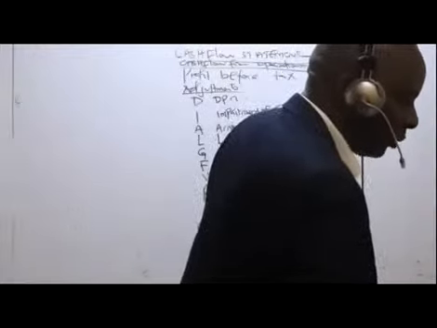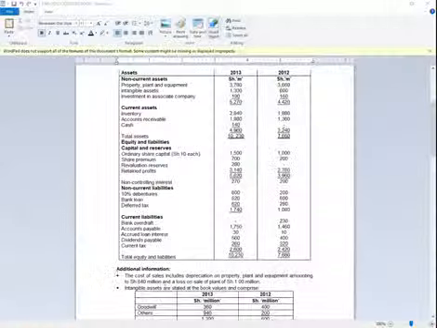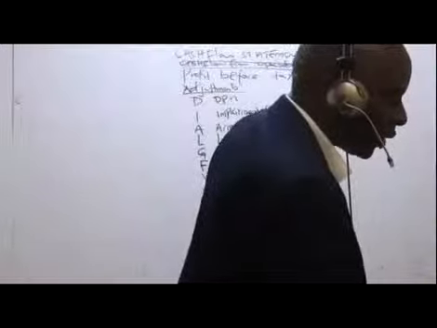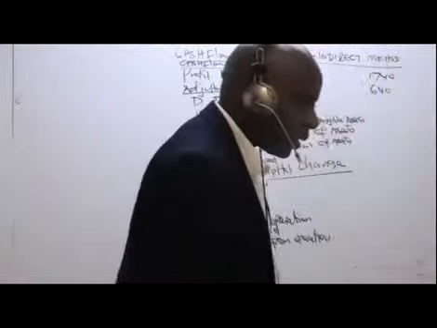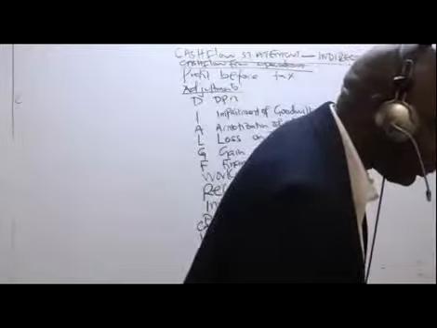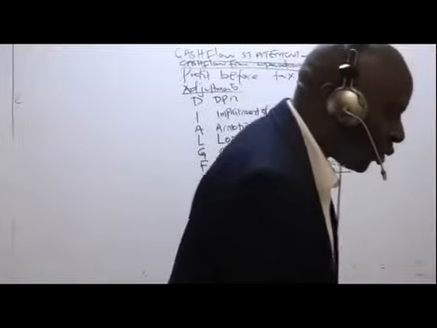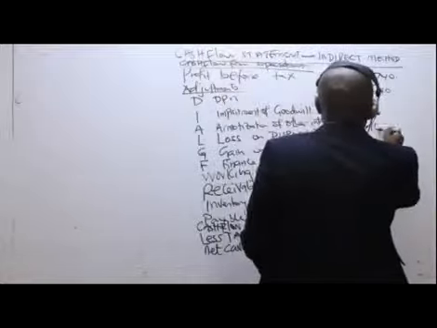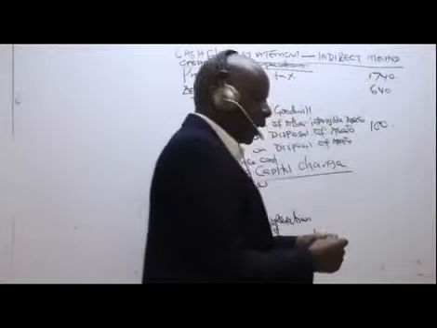Are you able to see that loss on disposal of an asset? Loss on sale of plant, 100. I'm cutting the millions. So the loss on disposal is 100 here. Sorry, I wasn't seeing this.